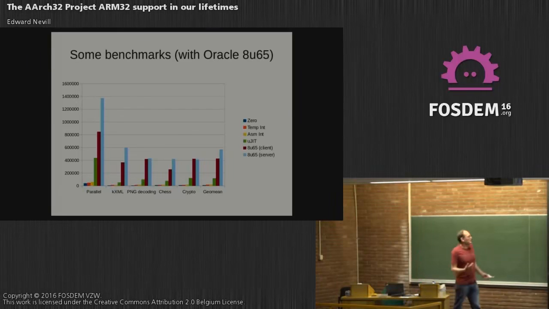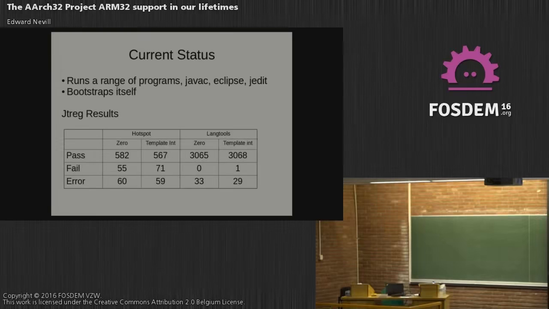Okay, so what's the current status? Well, the template interpreter is in quite a good state. It runs quite a wide range of programs, Java, C, Eclipse, something else I've forgotten, that's on the right-hand side. Importantly, it can build itself, always a good start for a compiler. Running through JTReg we get a few more failures on hotspot. They're not really relevant because hotspot tests make assumptions about the presence of C1 and C2.